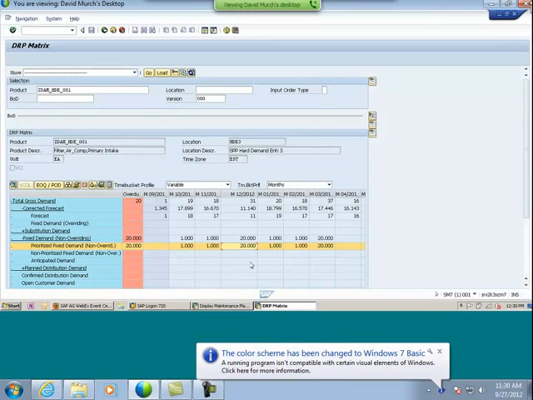I now have a tool that's showing my planners that we need to be augmenting stock in order to meet the needs of this maintenance plan.